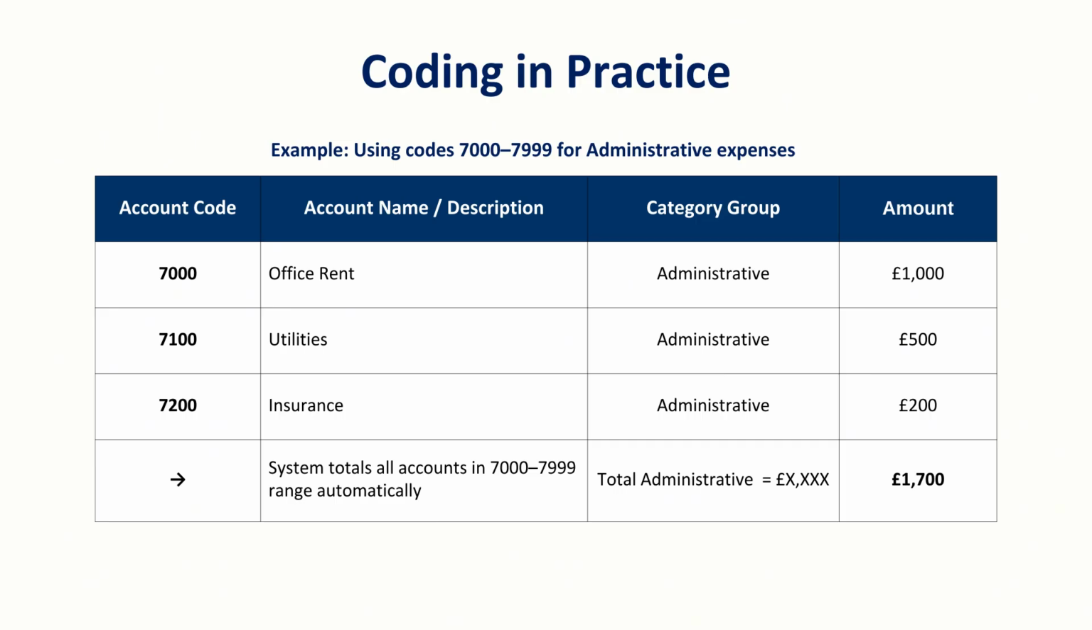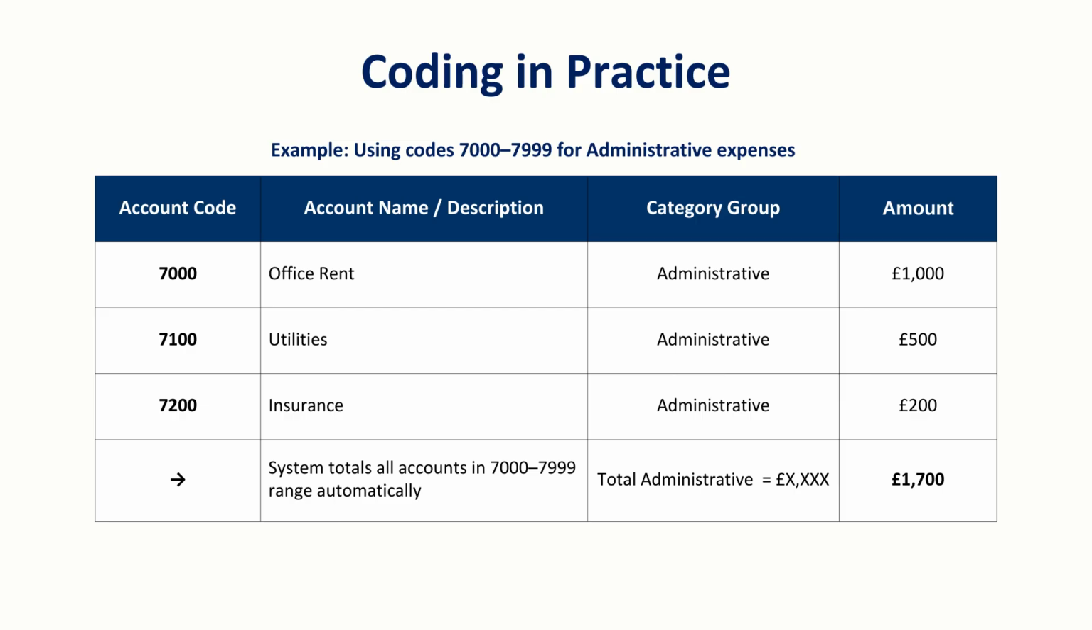How it works in practice. Let's say we're recording a transaction for office rent. Instead of typing office rent expense every time, we can simply type code 7000. The system knows this means rent expense. If we then record utility expenses under 7,100 and insurance under 7,200, our software can easily produce a total for all accounts in the 7,000 to 7,999 range, which we know represents administrative costs.